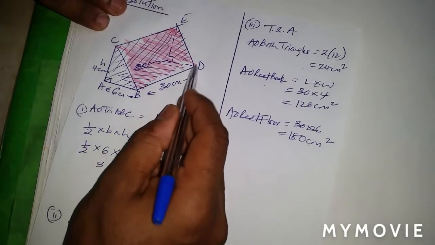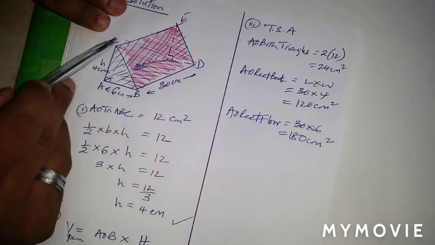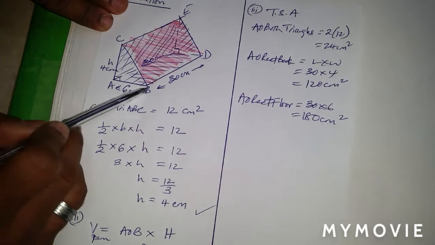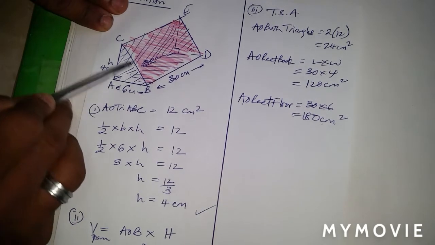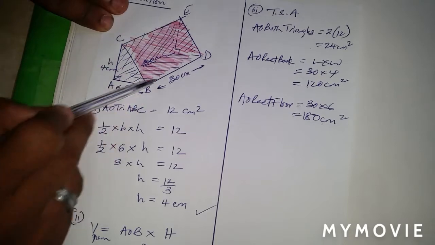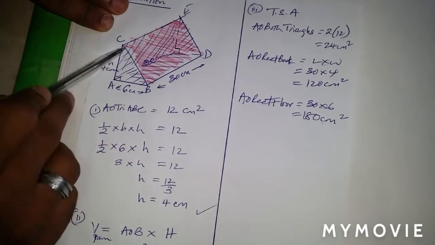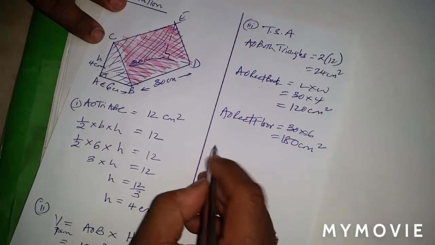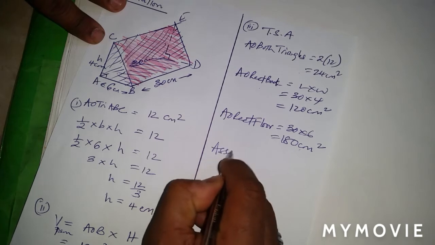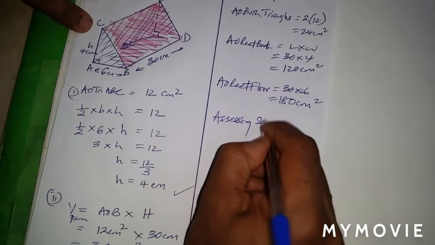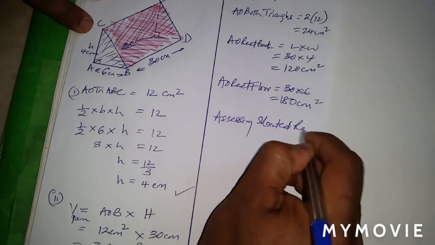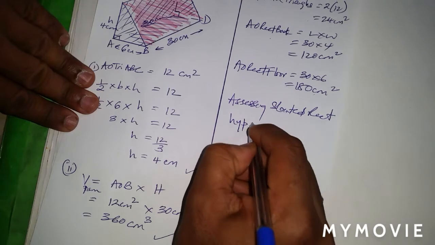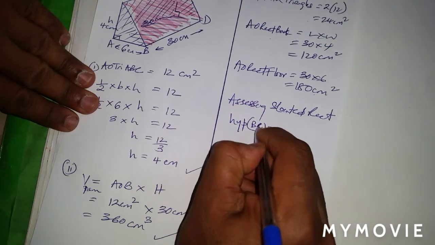Now we have one length of that rectangle, which is 30 centimeters. However, we don't have this one. But this side of the rectangle is the hypotenuse of this triangle. If you look at it, the length of this side BC of this rectangle here, which is slanted, this side here is actually the hypotenuse of this right angle triangle. So we need to find that. So assessing the slanted rectangle, the first thing we need to find is the hypotenuse, which is BC.